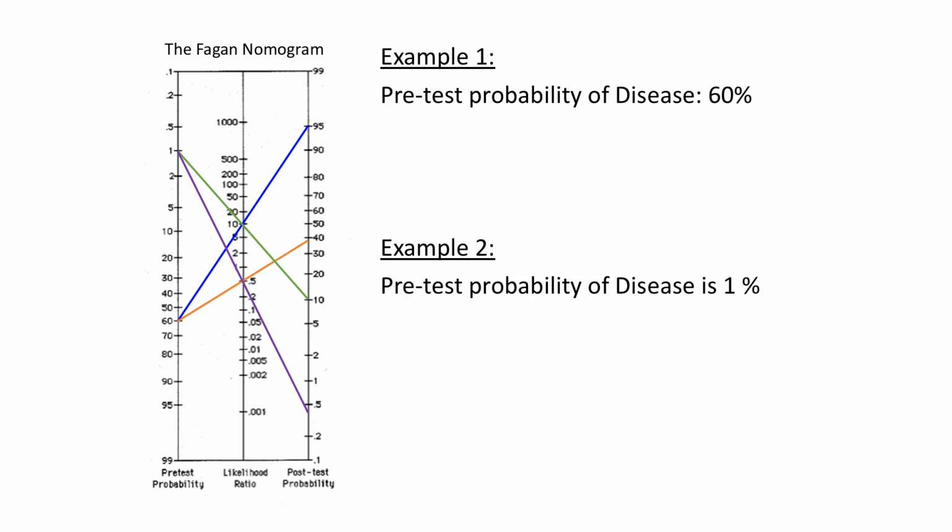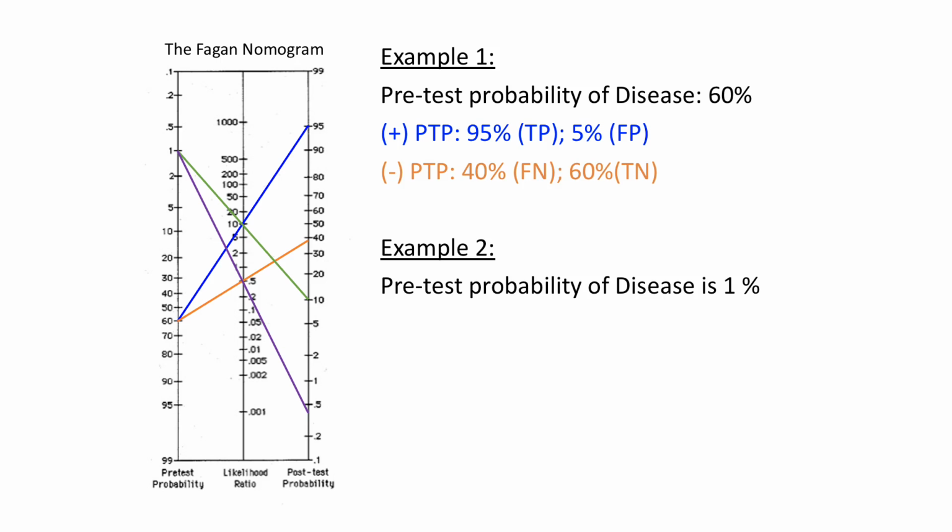Let's return again to the Fagan Nomogram, and again revisit the example where the pretest probability was 60%. The blue line indicates the positive post-test probability, in this case 95%. To review, the positive post-test probability is the probability that the patient testing positive has the disease. This means that there's a 5% false positive rate, which as a clinician you'll likely accept.